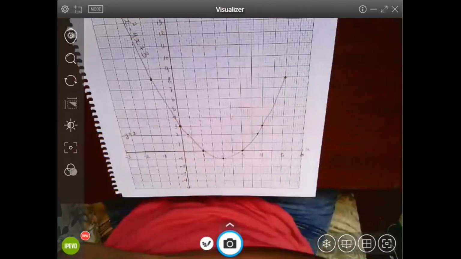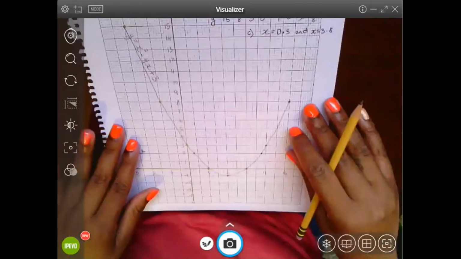All right, so I'm just going to pause for a second to give those persons that are drawing a chance to get their graph together.